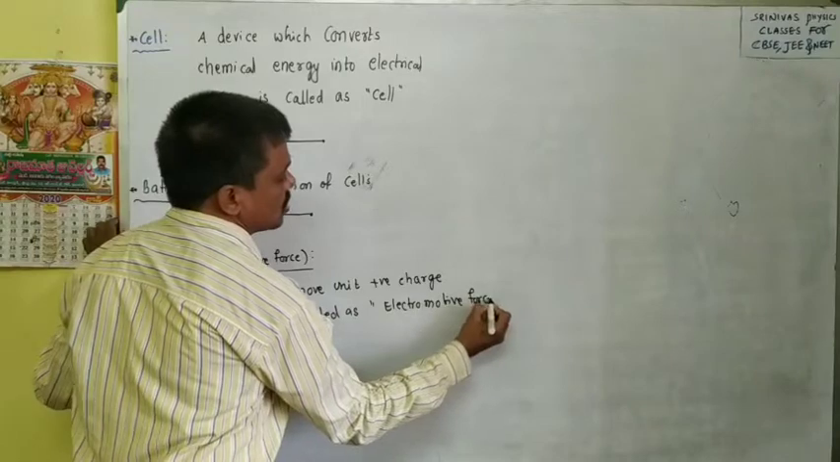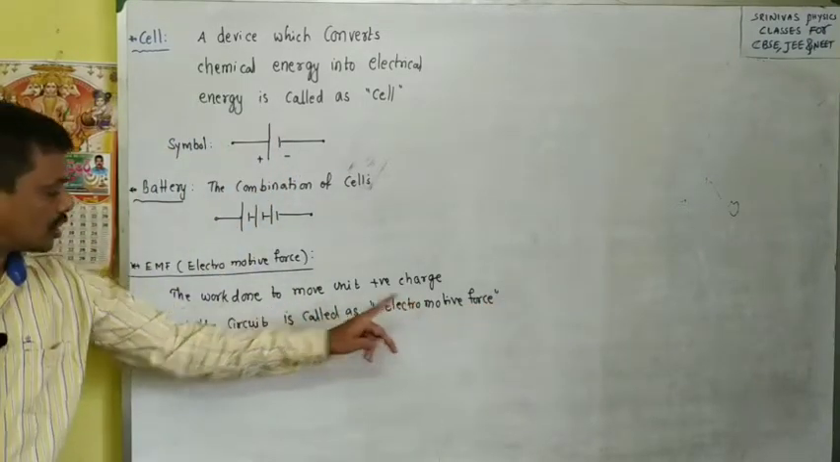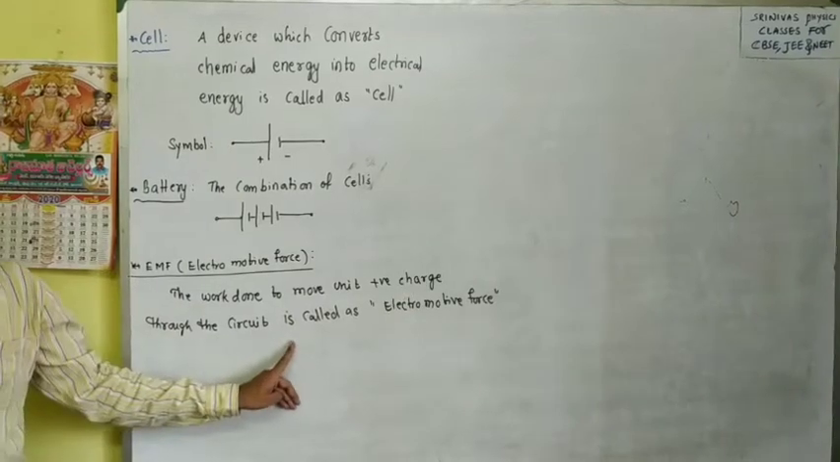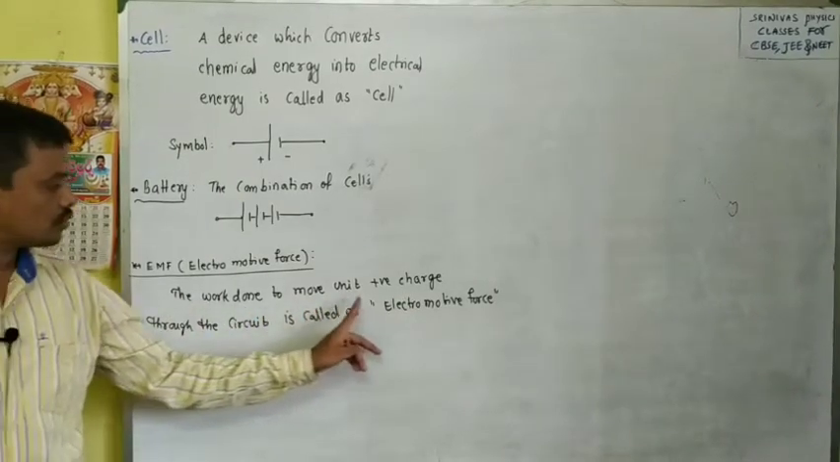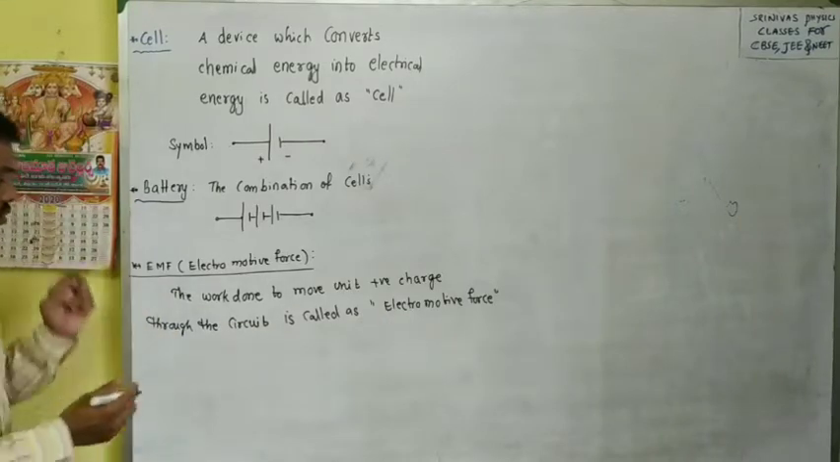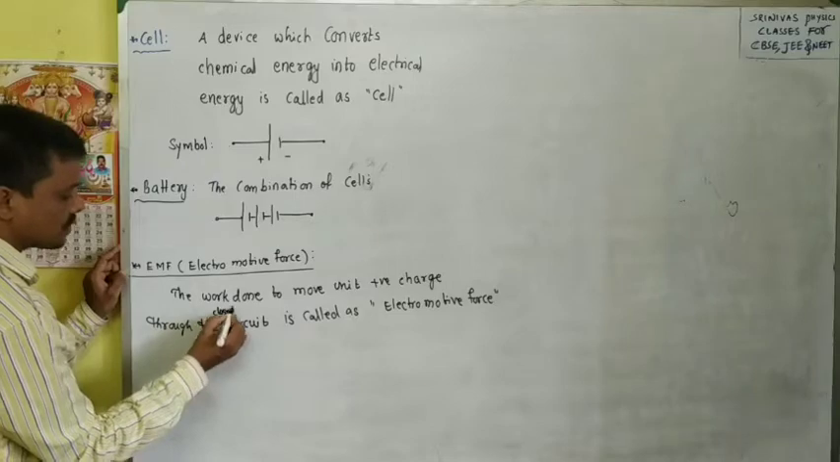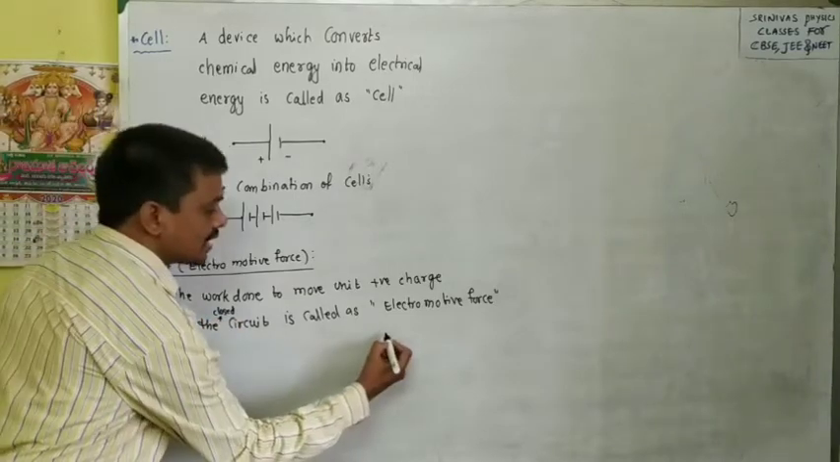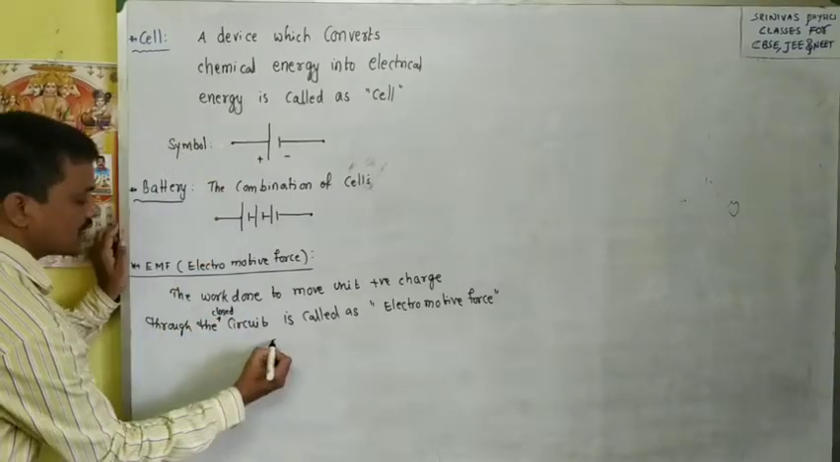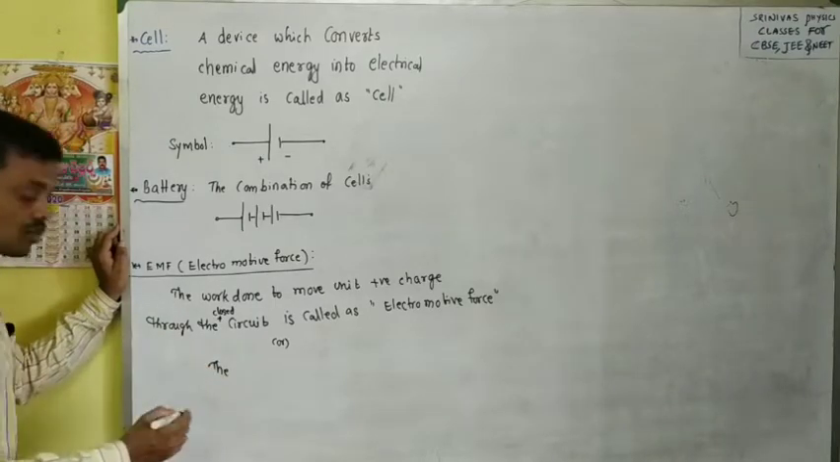Electromotive force. What is electromotive force? It is the work done to move unit positive charge through the circuit, through the closed circuit. Here we have taken it as a closed circuit. And look at here, we will take one more definition, that is the potential difference. Actually EMF is also equal to potential difference.